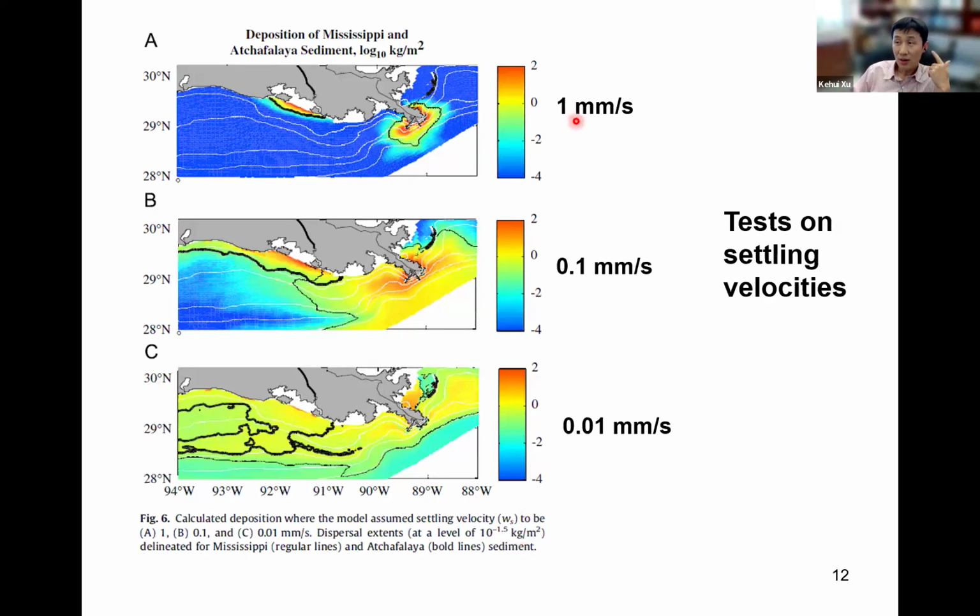So if we use a fast settling velocity, Mississippi sediment is all deposited right on the delta. Again, this is the log scale from +2 to -4, a huge variation. But if we use a fast settling velocity, what we found was that Atchafalaya sediment deposits right there. They don't go very far. We already know that Atchafalaya sediment can actually be resuspended and travel to the west to nourish the Chenier Plain, so that doesn't make sense to us. If we use a very slow settling velocity like this, sediment is everywhere.